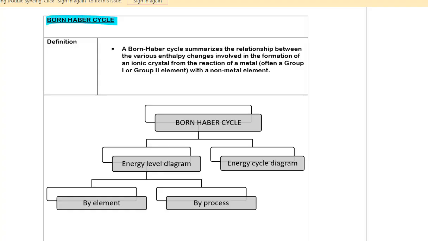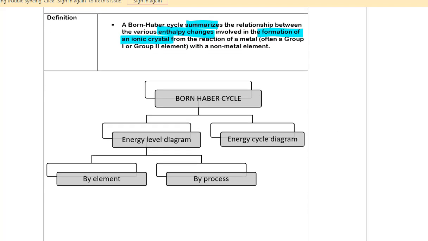cycle. So now we will learn how to construct Born-Haber cycle. So Born-Haber cycle summarizes the relationship between various enthalpy changes involved in the formation of an ionic crystal from the reaction of a metal with a non-metal. So in order to construct Born-Haber cycle, we can use energy cycle diagram or energy level diagram. So now we will look at energy cycle diagram first.